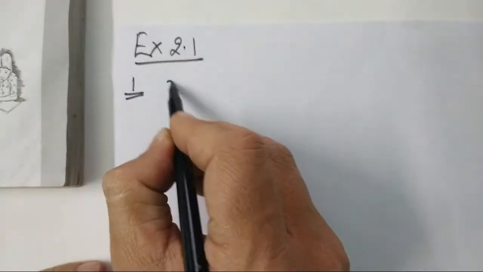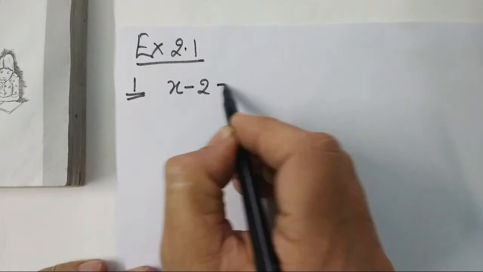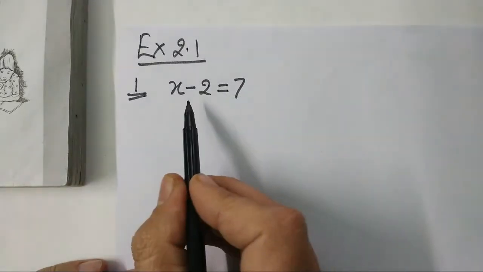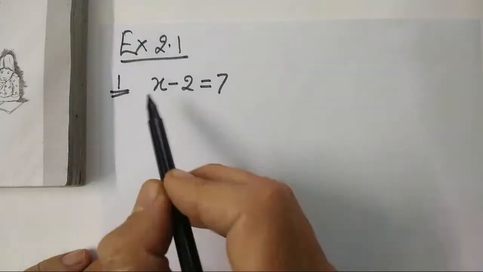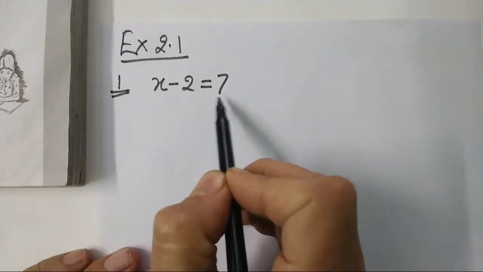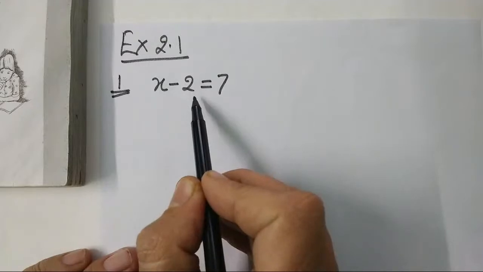Now in this exercise 2.1, the first question is a basic question. I will just tell you that in this you have to solve for the value of x. When you solve for the value of x, you have to transfer the numbers to the other side. This is the first basic question.